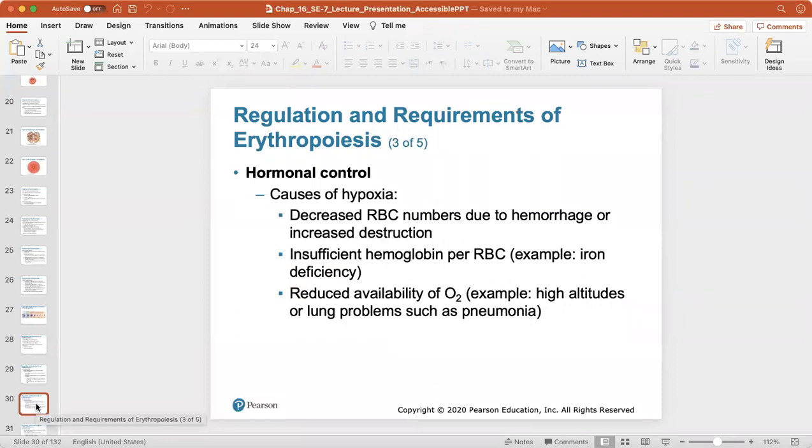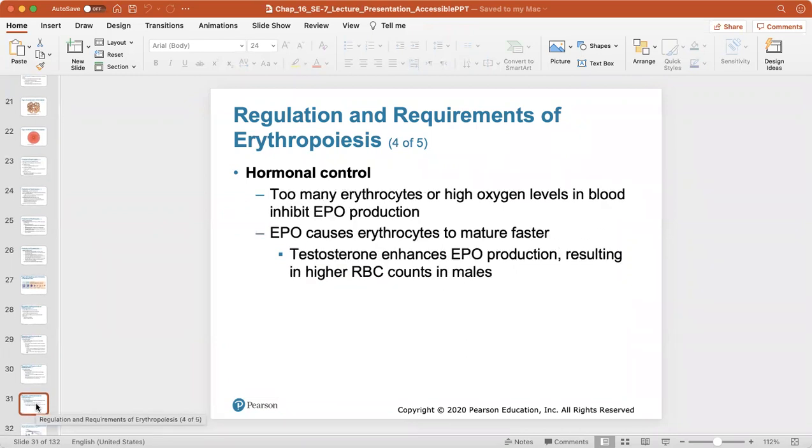Causes of hypoxia can be decreased red blood cell numbers due to hemorrhage or increased destruction. Iron deficiency would cause insufficient hemoglobin per red blood cell, or there can be reduced availability of oxygen, for example at higher altitudes, or lung problems such as pneumonia. Too many erythrocytes or high oxygen levels in the blood inhibit erythropoietin production. Testosterone also enhances erythropoietin production, resulting in higher red blood cell counts, usually in males.